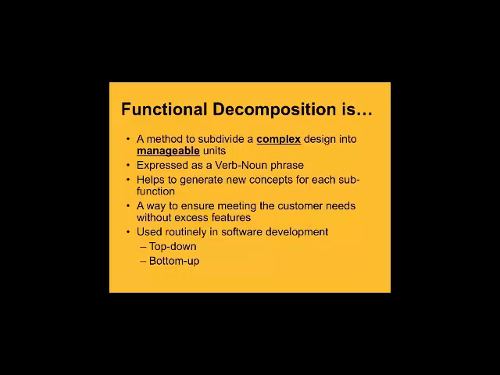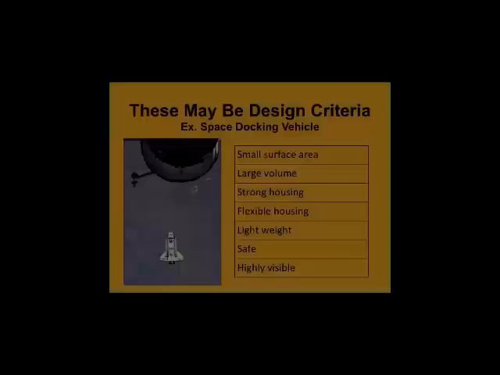It's expressed always as a verb-noun phrase, so you've got to get your grammar books out and understand what a verb and a noun are, which I'm sure you know. A verb is an action word, and if something is going to have a function, typically a function means it does something, it meets a need, so you want to use a verb to give it some action. Noun would be what it acts upon, or what data it acts upon. It helps to generate new concepts for each subfunction, like I said, and it's used a lot in software design.